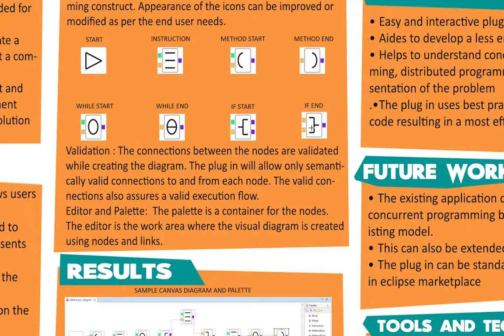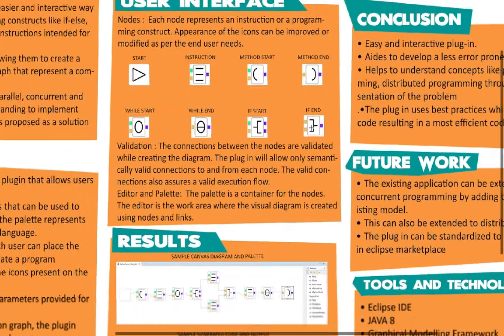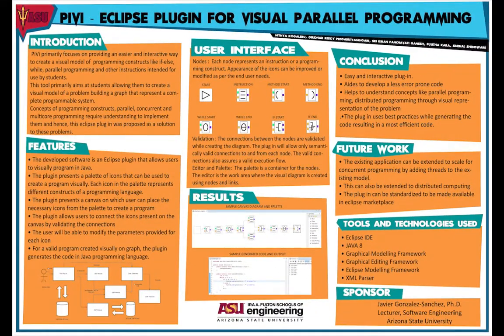We have a conditional statement which is the if statement. There is an if start icon and then an if end icon. If start symbolizes the start of an if statement, which takes a condition as a parameter to decide whether to go with the if or the else part, and if end symbolizes the end of the if block. We also have a loop statement which is while. The start of the loop statement is the while start icon and the end of the loop statement is the while end icon. Now let us take a closer look into the demo of our project.